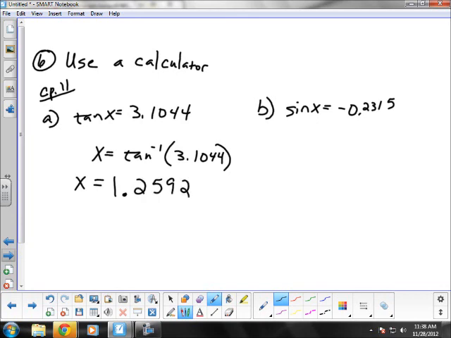Okay, so we're in radians. Now, same idea. What did the calculator give you? When you had a positive argument and you're doing the arc tangent, what angle did they give you? What quadrant was the angle in?